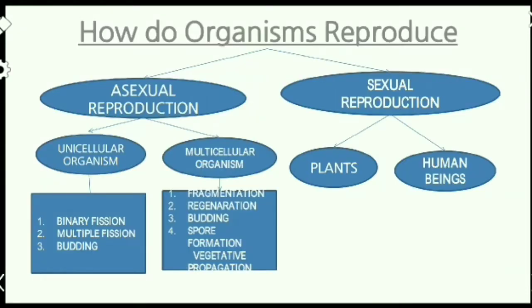How do organisms reproduce? As we have already discussed, we know that organisms can reproduce either asexually or sexually. Asexual reproduction can be either by unicellular organisms or by multicellular organisms. In unicellular organisms, it can either be binary fission, multiple fission, or budding, whereas in multicellular organisms, it can be fragmentation, regeneration, budding, spore formation, and vegetative propagation. Today's topic is sexual reproduction. It can take place in plants and in human beings.